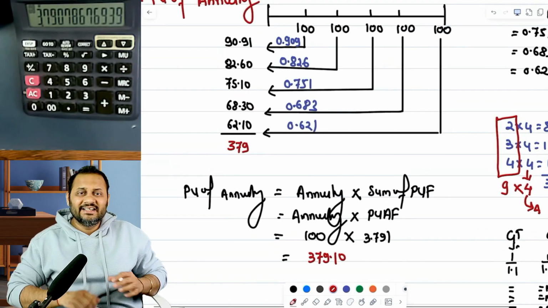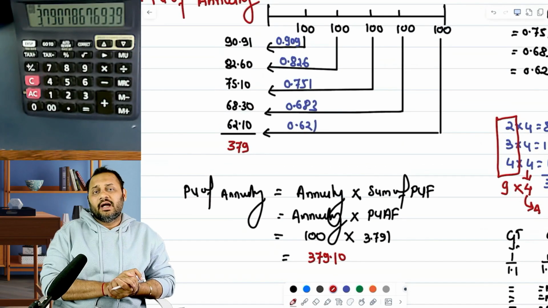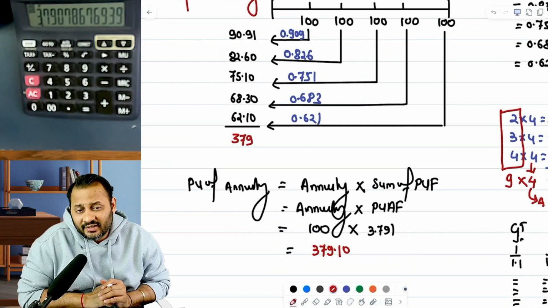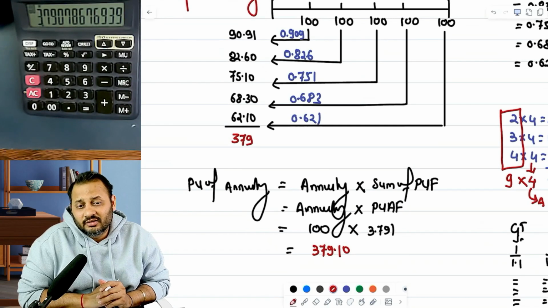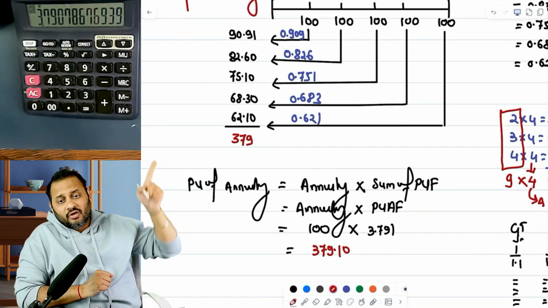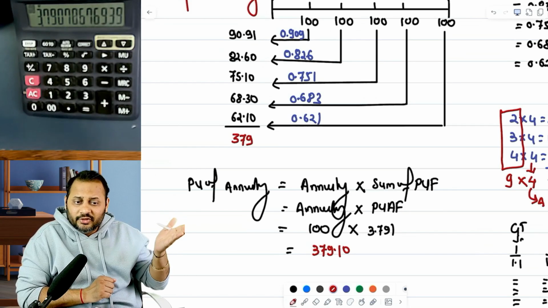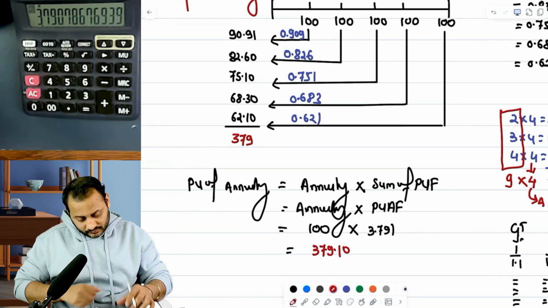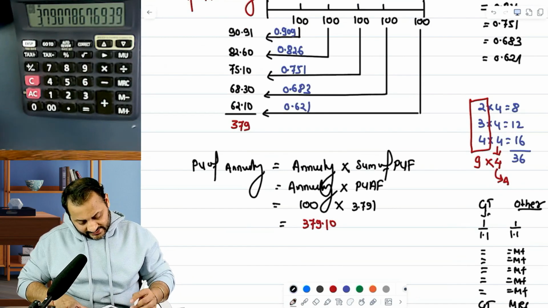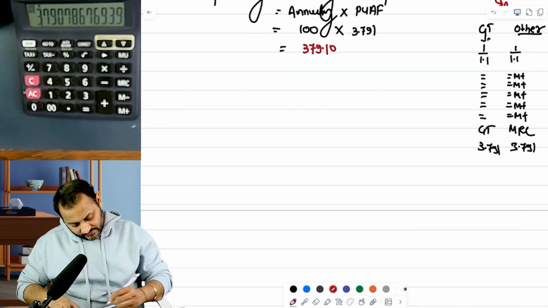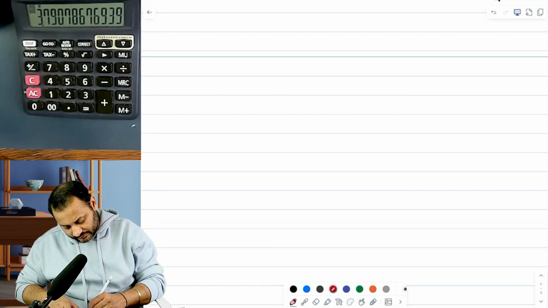So we can easily calculate. You tell me which procedure do you find easy and less time taking? This one or this one? Obviously this one, and you should do it. The institute will expect you to do this process only. Okay, let's move on to the next topic and the last one, which is called perpetuity.